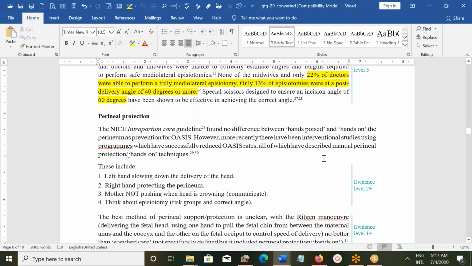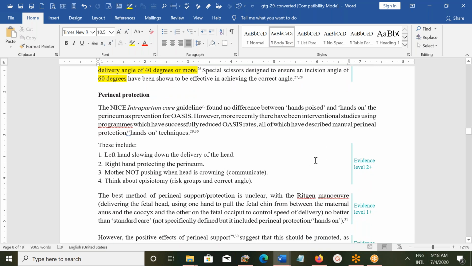The second technique is hands on, where your hands are actually on the perineum, like two C shapes. One is a C shape on the patient's right side with your left hand, and the second one will be on the other side, like a sideways image of the C, and you are trying to protect the perineum. Okay, but no significant difference has been seen between them.